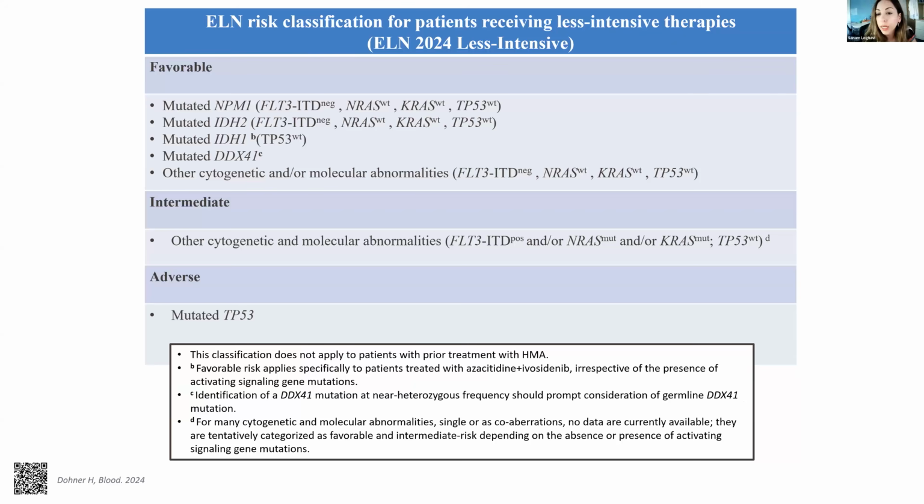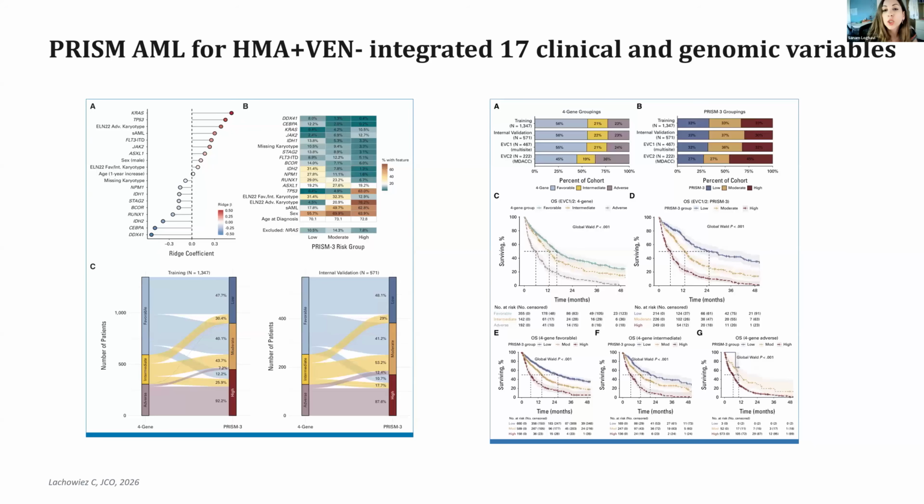Now, the one thing I want to point out to you here is that the 4-gene classifier does not take into account the karyotype, right? So this is not based on cytogenetics. So then there was an effort, really mostly led by Curtis Lachowitz, but this is a multi-institutional effort, and they looked at a large number of AML patients treated with HMA and ven-based therapies. They integrated 17 clinical and genomic variables, including cytogenetics, and this is a risk stratification system that takes into account, again, clinical parameters, gene mutations, and then cytogenetics.